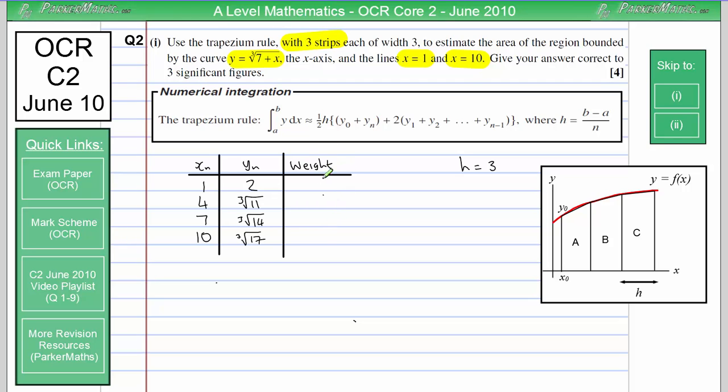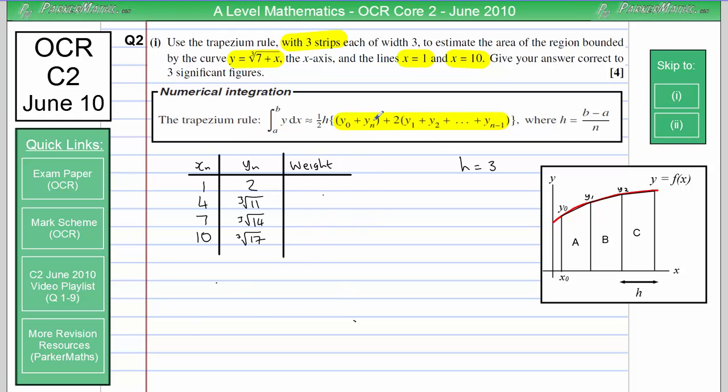To understand how to fill in this weight column, we need to look at the bit inside the curly brackets of the formula here. We've got this y0 and yn in a bracket here, and that corresponds to the first and last values on our curve here at the intervals. And we're just going to add those together. But for all the other values, they get used twice. So if you consider y1, the value at this ordinate here, this one is going to be used to calculate the area of trapezium A and the area of trapezium B. The same with y2, it's going to be used for B and for C. So we end up doubling those values in here, and we're going to do that in our table so we've got less to do at the end.